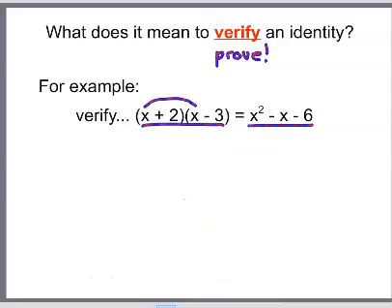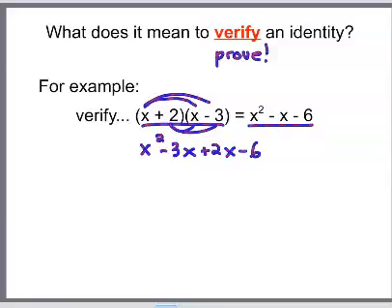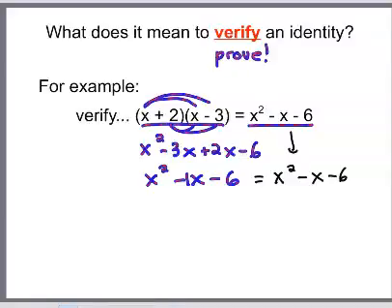So I'm going to distribute x times x, x times -3, 2 times x, and 2 times -3. I will combine like terms. -3 plus 2 is -1. You can put the -1 there. And so basically, we have now proven that the left side is equal to the right side. So I'm going to go check, done with it.